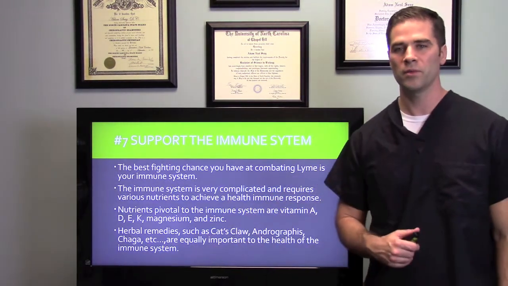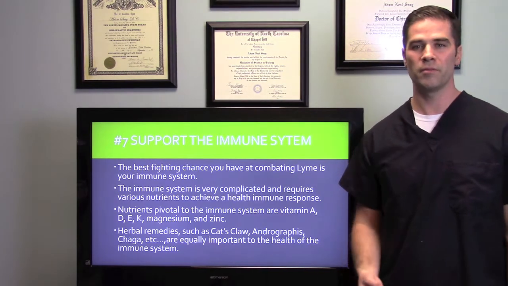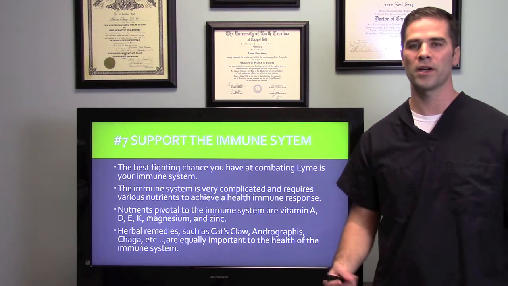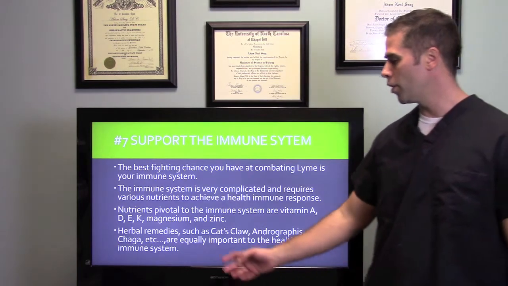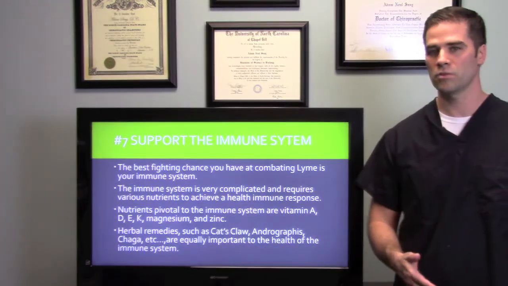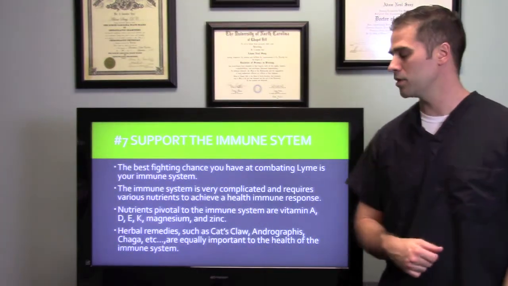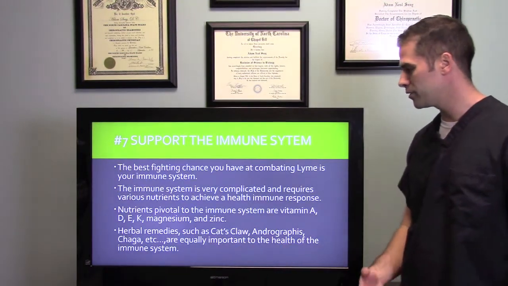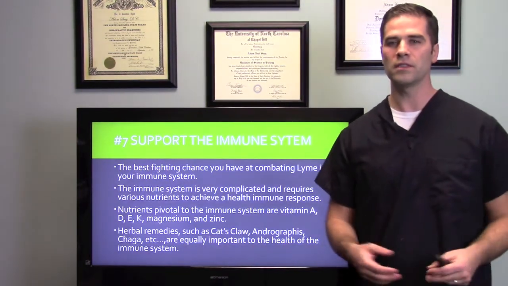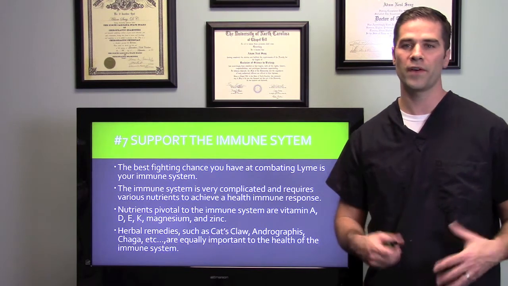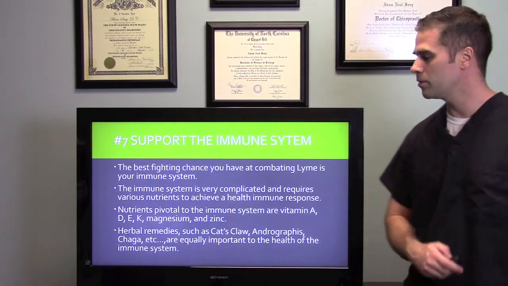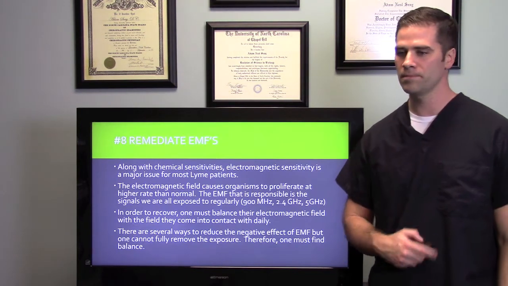Zinc is another great one that's important. We do look at other B vitamins as well to kind of get your body methylating better. Herbal remedies are going to be vital as well. You can also use homeopathic, which we do in the office. Cat's claw, andrographis, chaga, all these things are really good to help the immune system fight Lyme and can help you heal and get the immune system stronger.